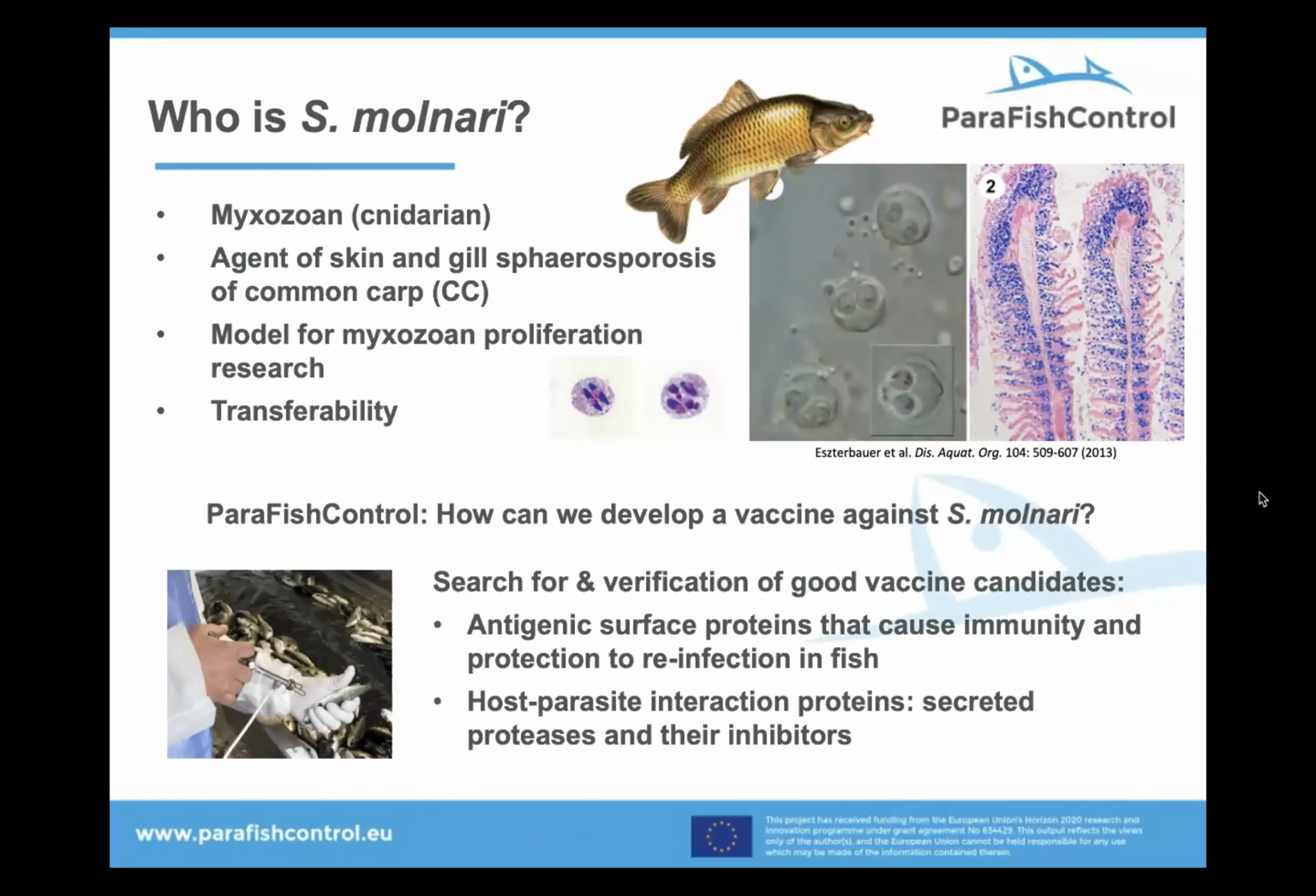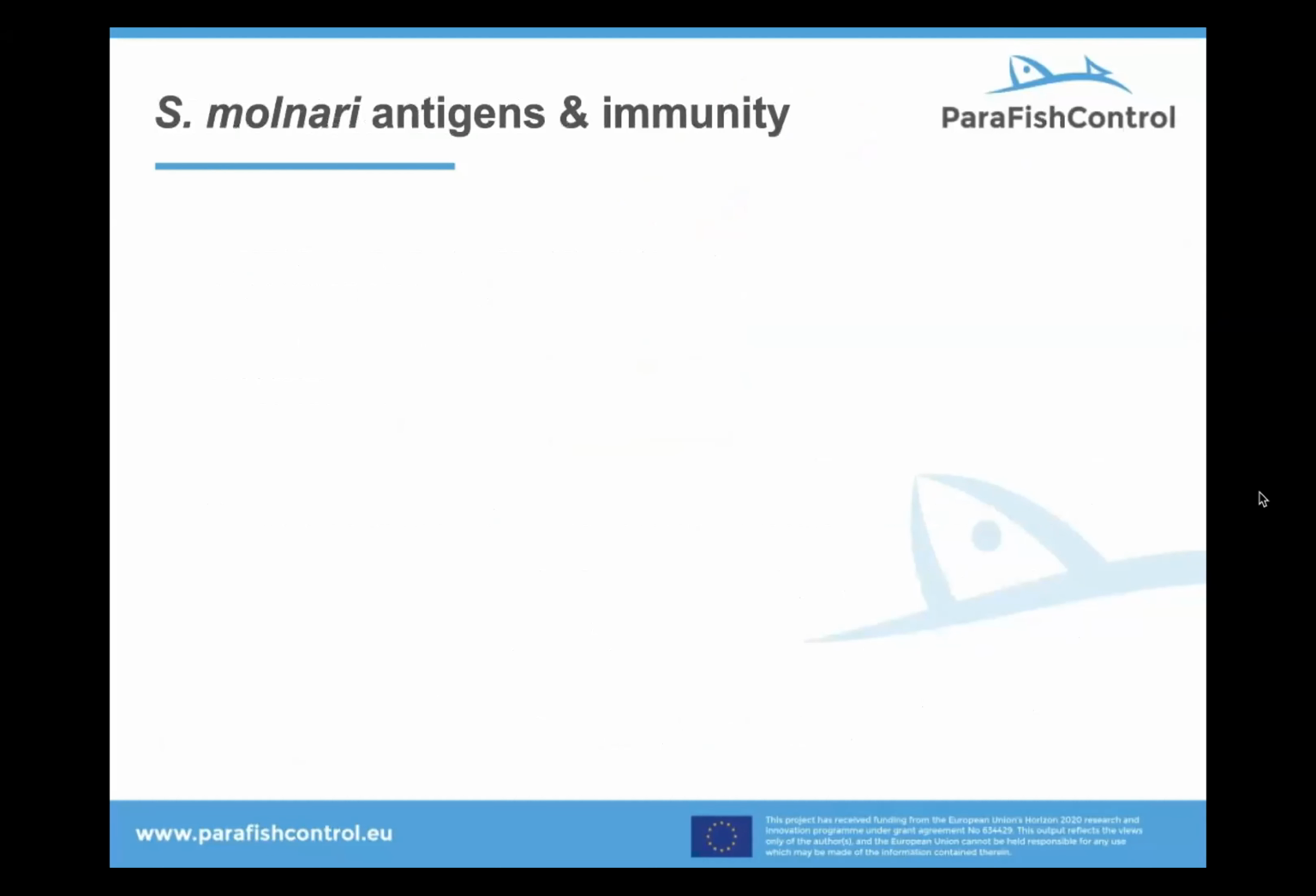And then we also looked at another group of proteins that plays a central role in pathogenicity and in host-parasite interaction, and that is proteases and their inhibitors. But let's look at antigens and their immunity first. Our first question was obviously, are there any specific antibodies produced to Sphaerospora molnari antigens?